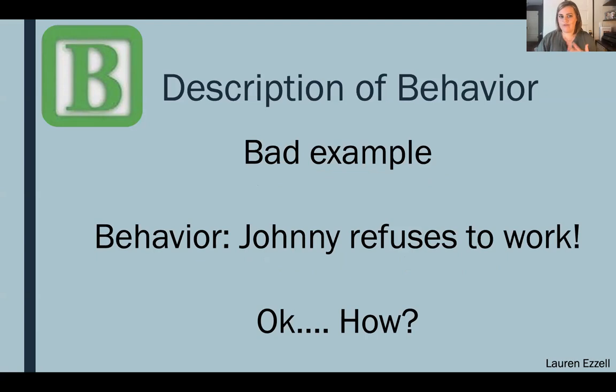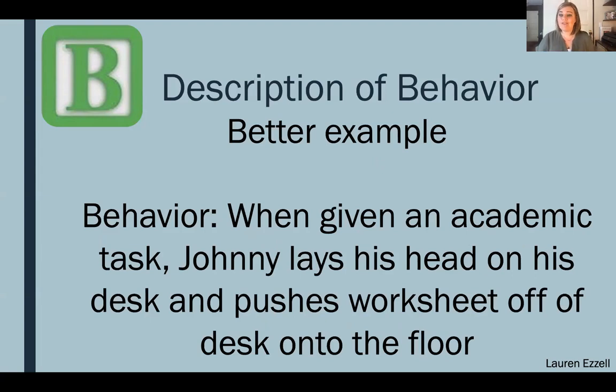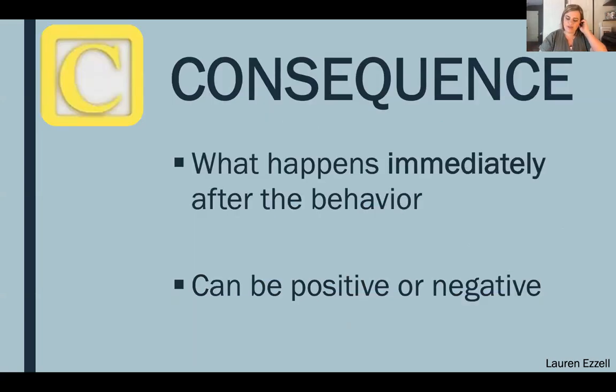So a bad example of a description of a behavior is Johnny refuses to work. Okay, how? How is Johnny refusing to work? Does he say no? Does he eat his worksheet when you give it to him? What does that look like? What does Johnny's work refusal look like? So a better example is when given an academic task, Johnny lays his head on his desk and pushes his worksheet off onto the floor. If I were to walk into a classroom, I would know exactly what to look for because this is a good description of a behavior. I know what triggered the behavior. I know what the student did, what it looked like. Now, consequence.